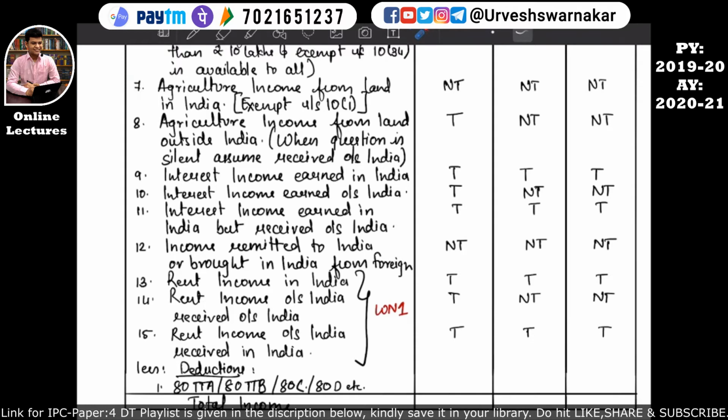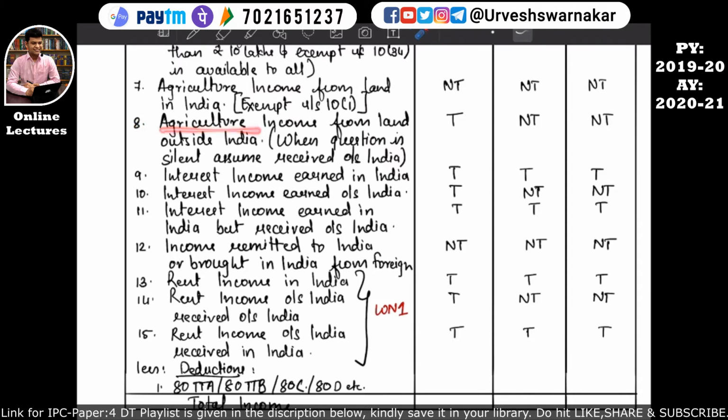Point number 7 says that agriculture income from a land in India is exempt under section 10 subsection 1. So basically understand that if an assessee, whether a resident ordinary resident or a resident non-ordinary resident or a non-resident, earns an agriculture income from a land in India, it will be non-taxable in India. I hope this is quite clear to you. Why it will be non-taxable? Because there is an exemption available under section 10 subsection 1. So when we will be studying the exemption under section 10 chapter, that time you will come to know about this. I hope this is quite clear. Let's move on to point number 8.